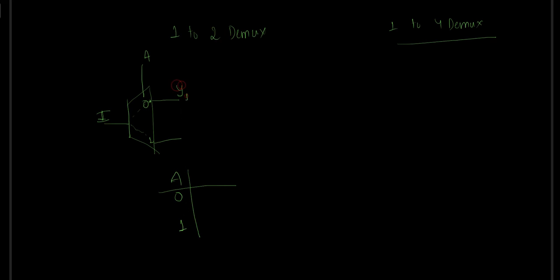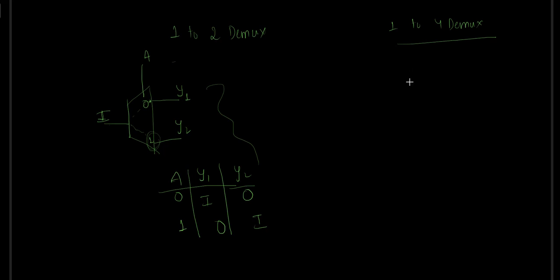So this is my output y1 and this is my output y2. If A is set as 0, the input is sent to y1, and y2 will be 0. If 1 is selected for A, y2 will be equal to 1 and y1 will be equal to 0. No other output is active. So this is how we design a 1 to 2 demux.